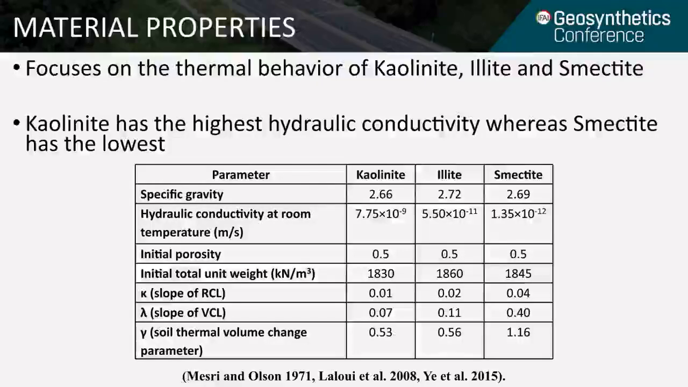The focus of this study was on the thermal behavior of kaolinite, illite, and smectite. The material properties of each clay type were obtained from literature, as shown in this table. All three clay layers were maintained at 0.5 initial porosity. Due to the different mineralogies of each clay type, they have different material-specific properties. Out of the three clay types, kaolinite has the highest hydraulic conductivity and smectite the lowest.